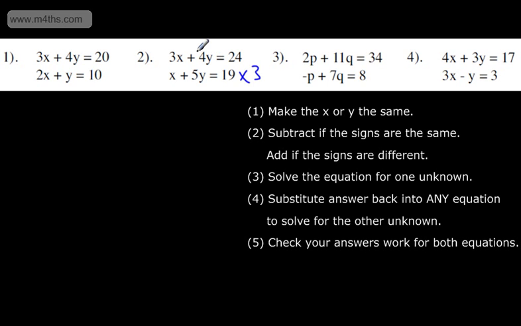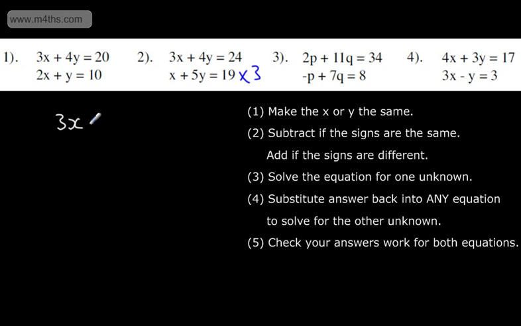I could have multiplied this equation by 5 and this one by 4 to get 20y. That's entirely up to me. At the moment I don't need to, because I can make my life slightly easier by simply multiplying this equation by 3.